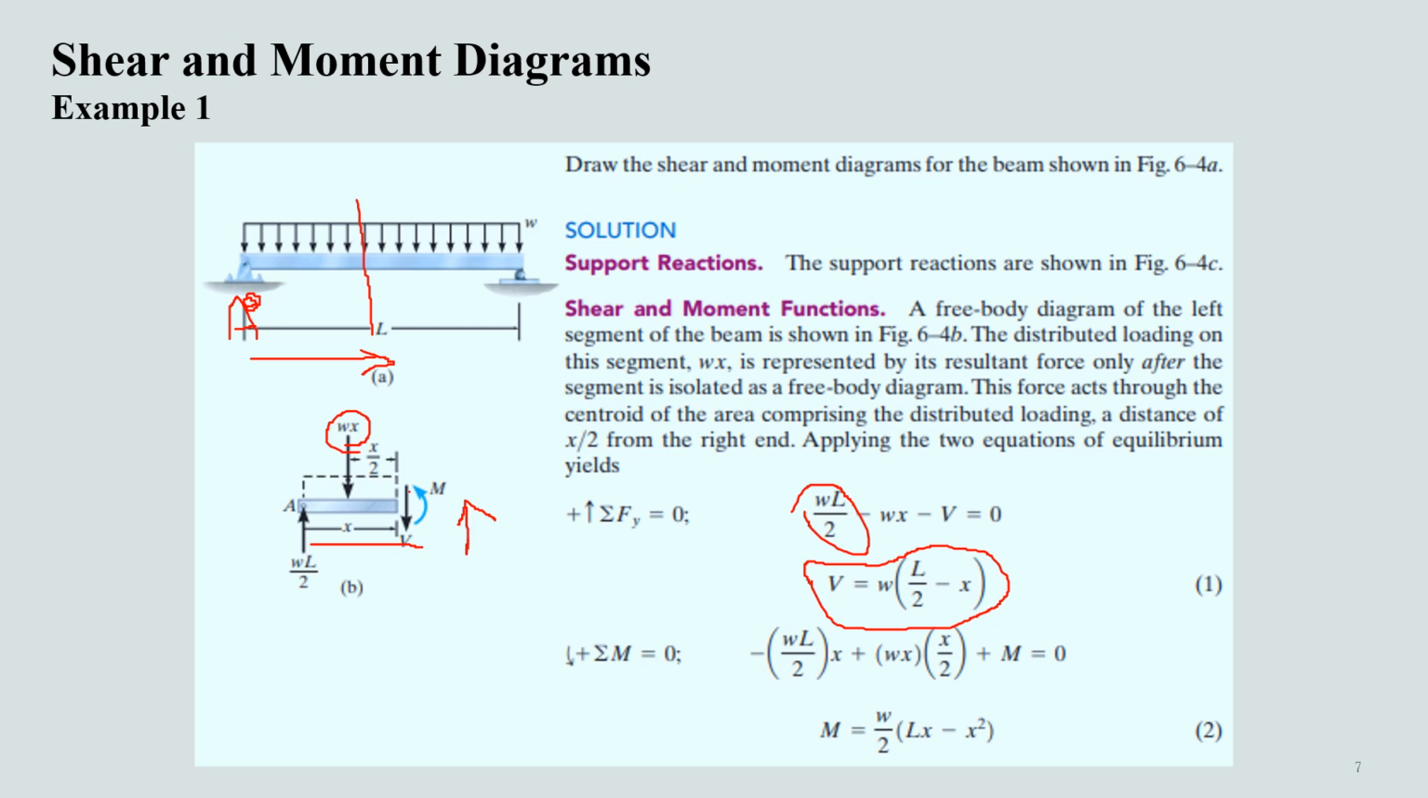Now how can we determine the function or the relation for the bending moment diagram? For that, we have to take summation of bending moment while considering the anti-clockwise as positive. So if we take a look here, this vertical force, or this reaction force here, is actually causing a clockwise moment.